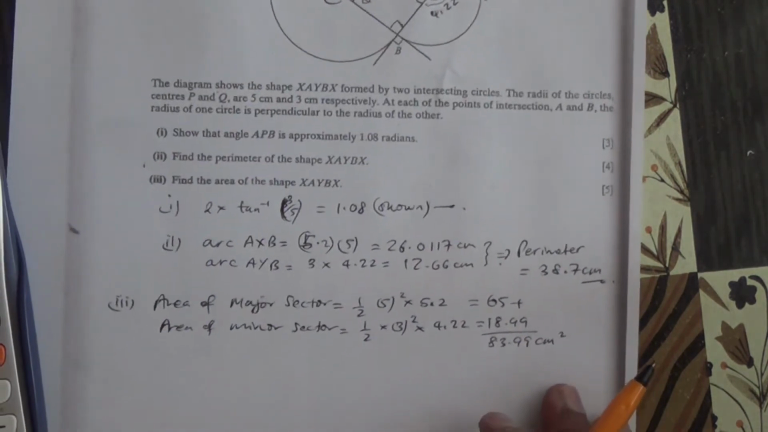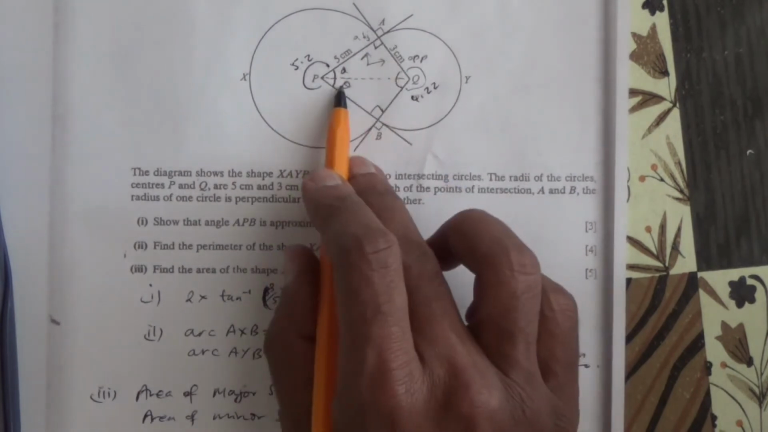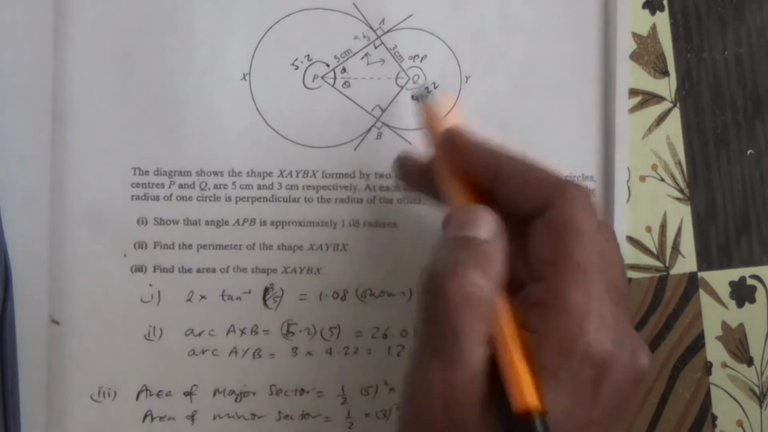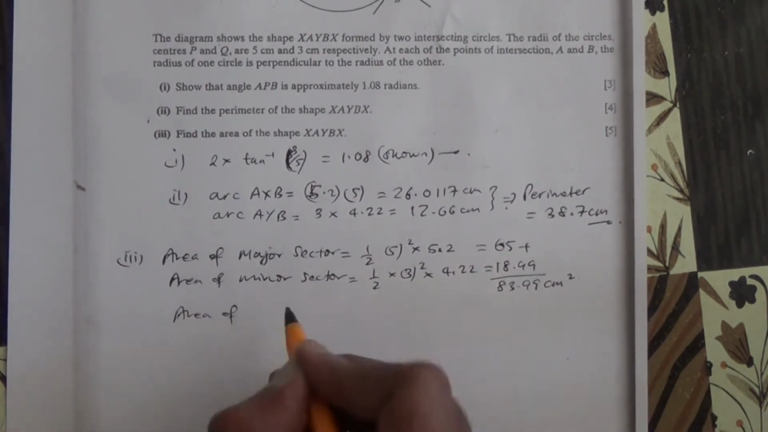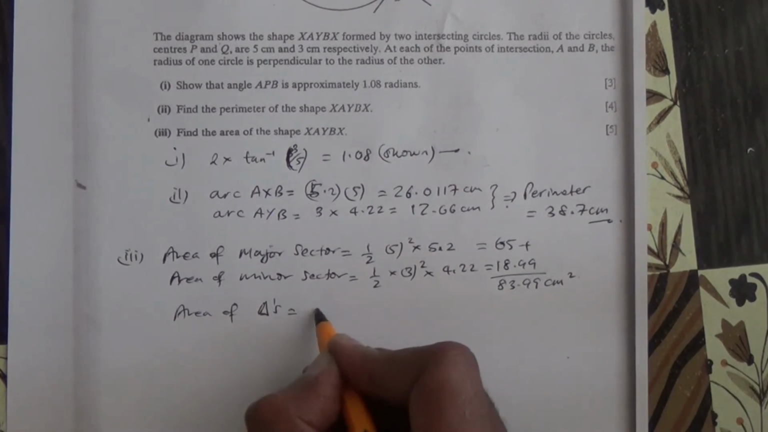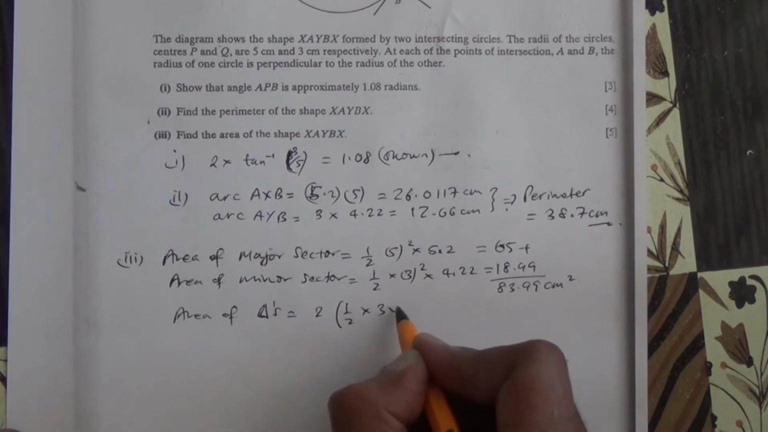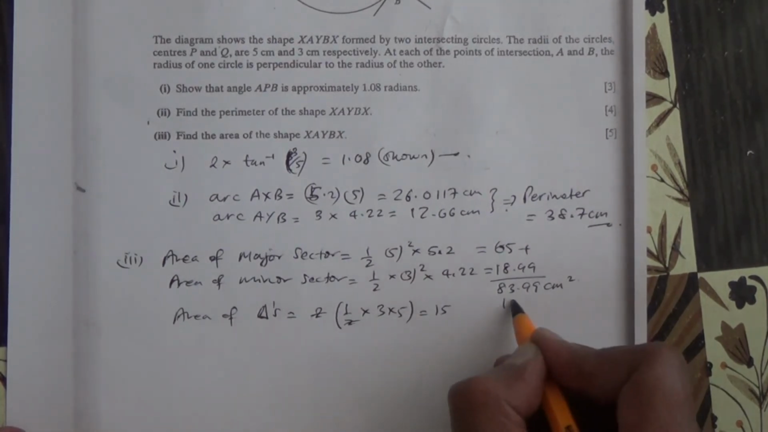Remember, you still need to find the area inside. So inside I've got two triangles, two right angle triangles, so half base times height, half times the base 3 times the height 5, and multiply by 2 because there's two triangles. So we're going to say area of triangles is equal to 2 times half times the base times the height, and that should come to 15. So we're going to add 15 here.